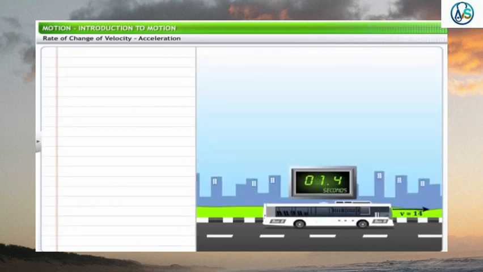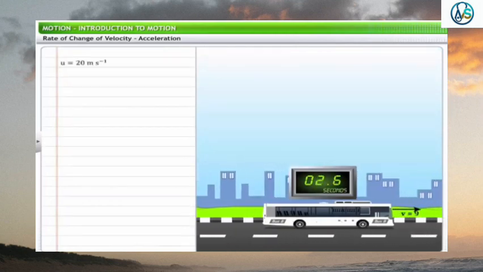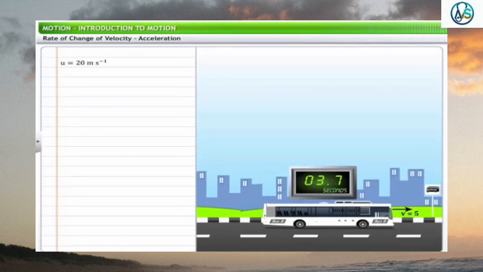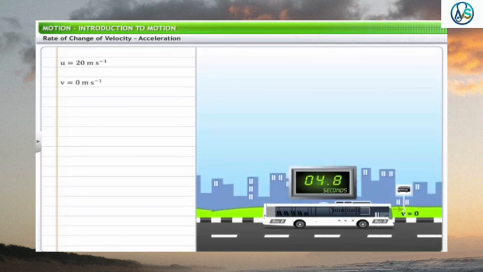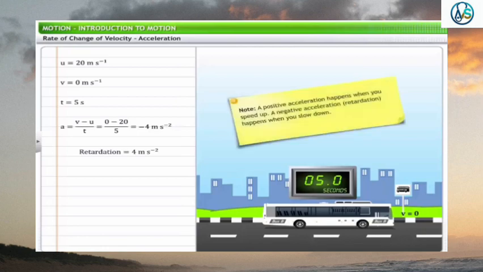For example, consider a bus traveling with a velocity of 20 meters per second. The bus comes to a halt at a bus stop over 5 seconds. In this case, the acceleration of the bus is -4 meters per second square. Thus, we say the retardation of the bus is equal to 4 meters per second square.